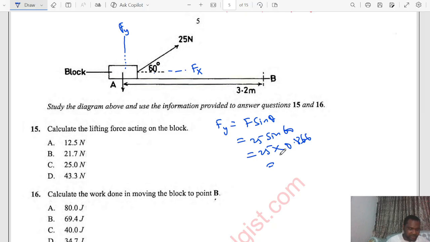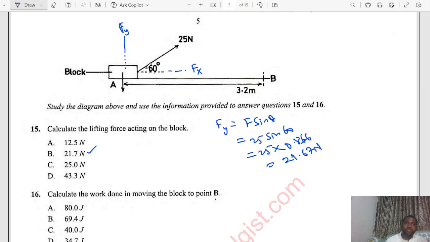even though that is easy to solve, is 21.67. So this is 21.67 newtons, and that is equivalent to this 21.7 newtons. Beautiful. Physics is interesting. Now the next one says calculate the work done in moving the block to point B.